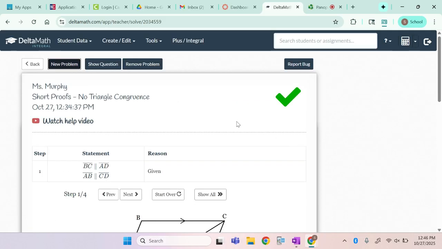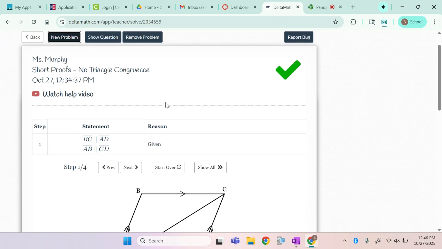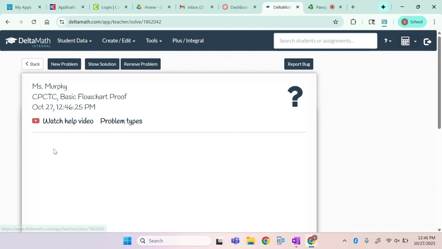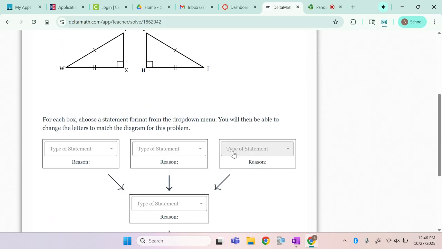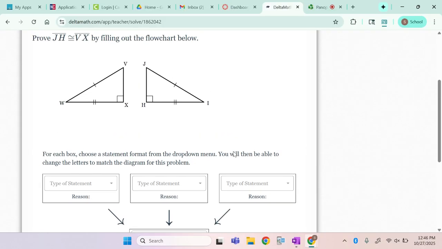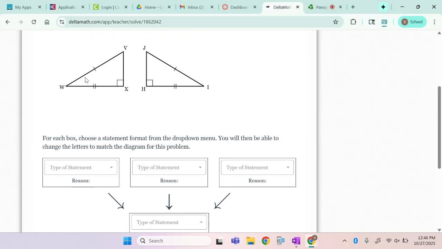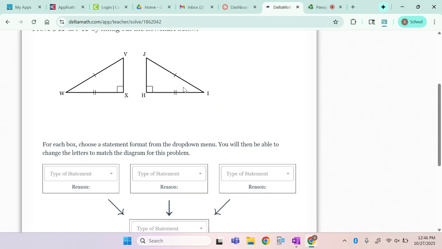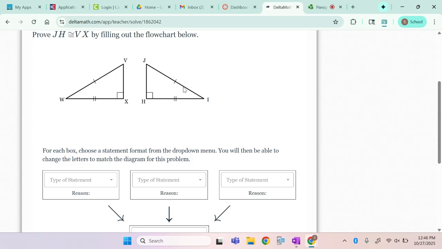All right, any questions on that one? All right, let's do another one. So the next one. All right, this one's pretty straightforward. So they already gave you everything. So we're essentially just listing what they already marked for us.